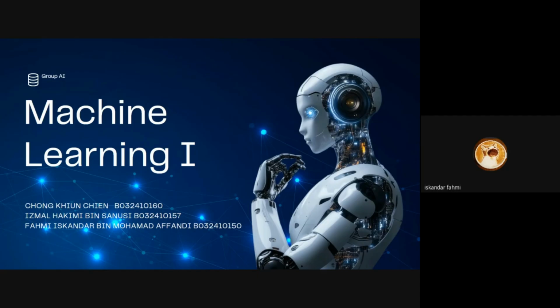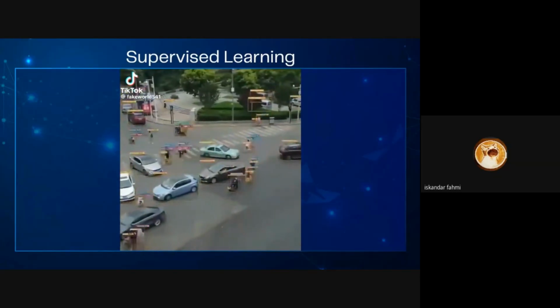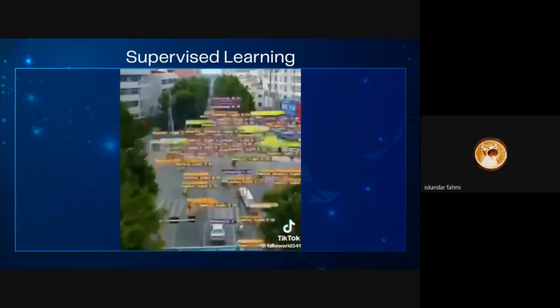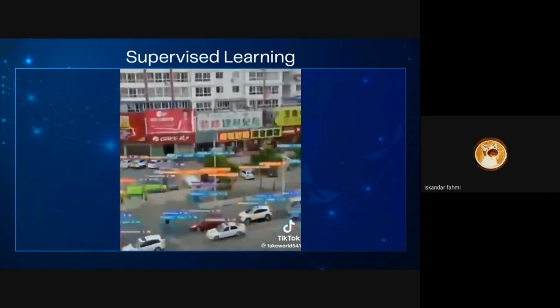My name is Fahmi Iskandar and I'll be the one who started it. Yeah, this is a supervised machine learning video from a TikTok account called FakeWorld541. Here it shows an AI-powered CCTV that tracks and labels people and vehicles using these green and red blocks. Every block here represents every person and vehicle the CCTV sees.